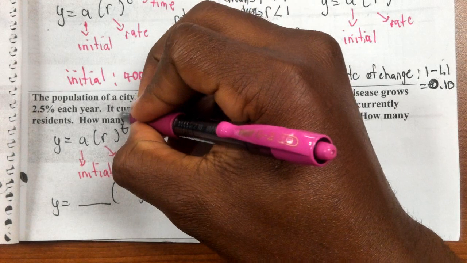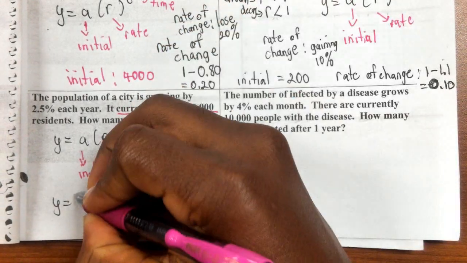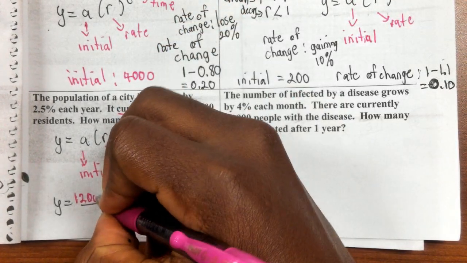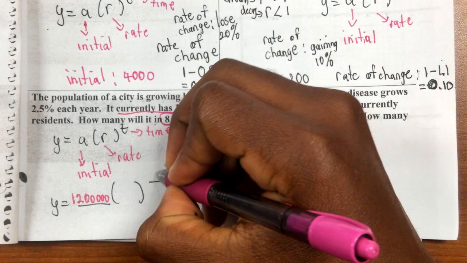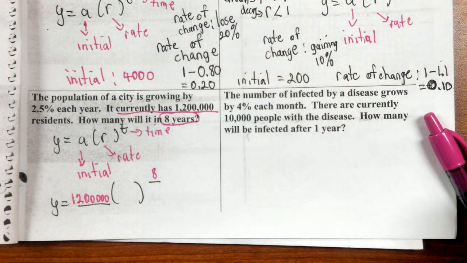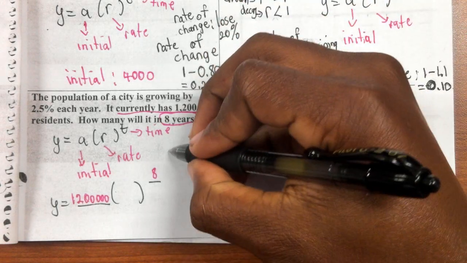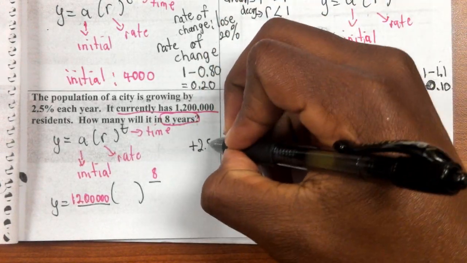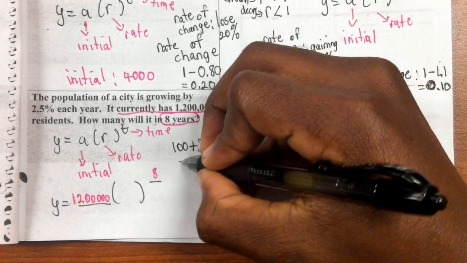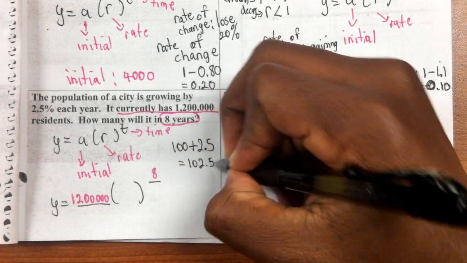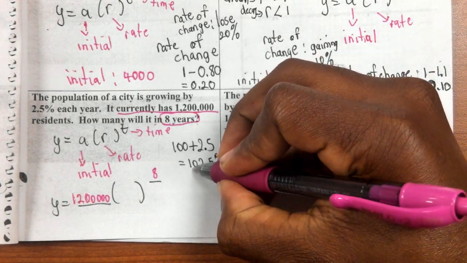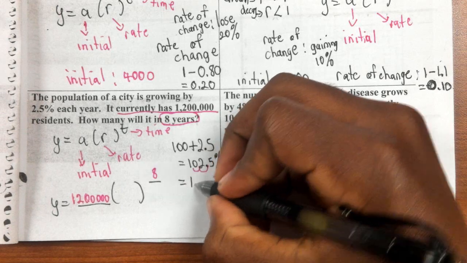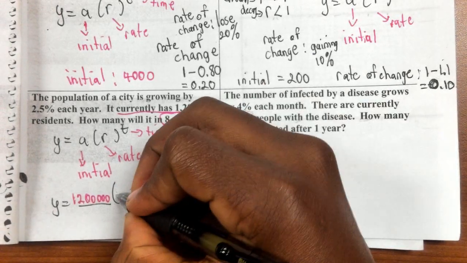What do you think represents your initial value, guys? How much they currently have. So currently they have 1,200,000. What do you think represents time? 8 years. And now we calculate the rate. It says we were growing, so that means I was adding 2.5. What am I adding to? 100. This will give me 102.5. But this is a percent, and what do we want? A decimal. So you're going to move it 2 times to the left. This will be the same as 1.025. That's what goes in here.